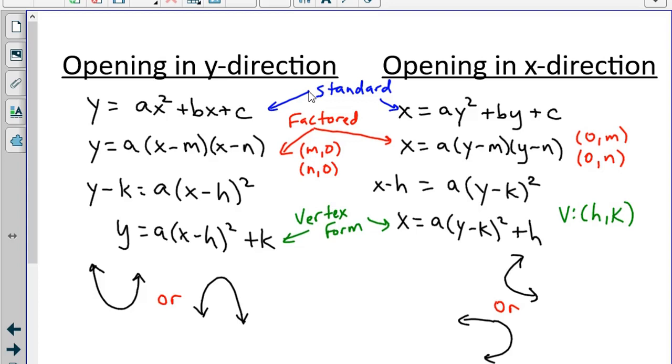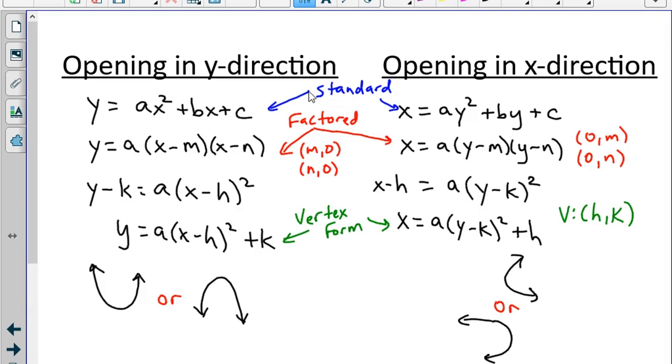Also, just like when we first learned about parabolas, there may be times where these parabolas don't actually intercept the x or y axis at all. If it's opening in the y direction, it will for sure have exactly one y-intercept. If it's opening in the x direction, it will have exactly one x-intercept.